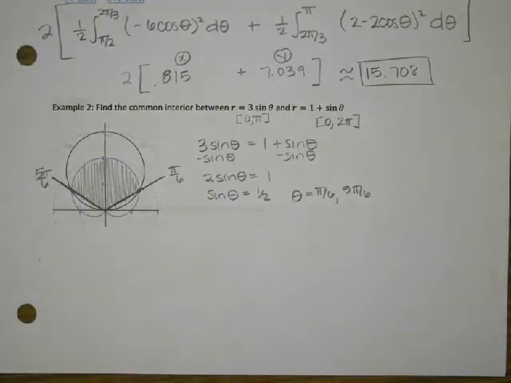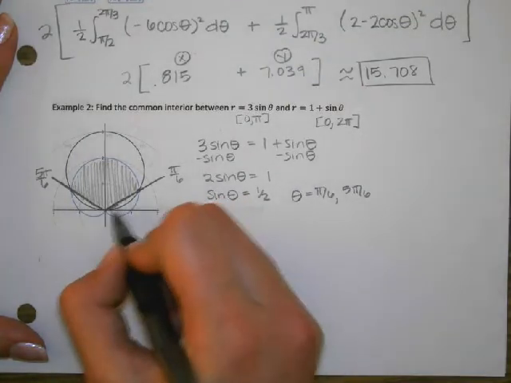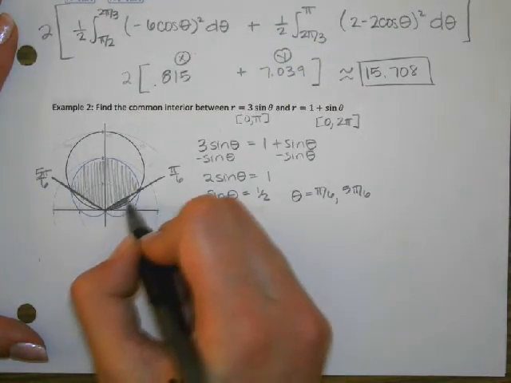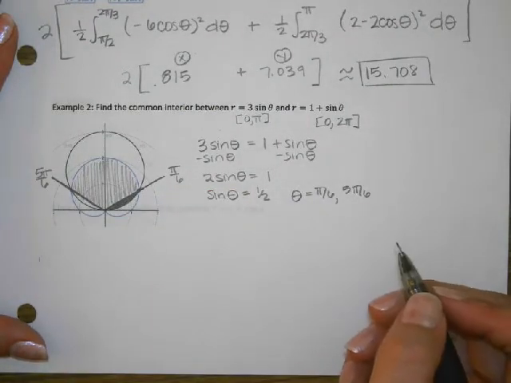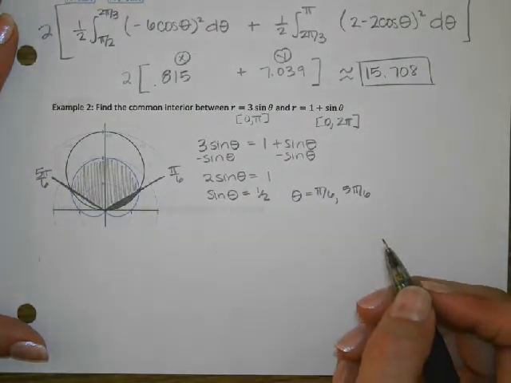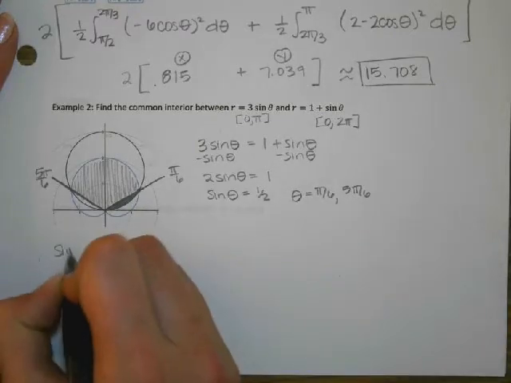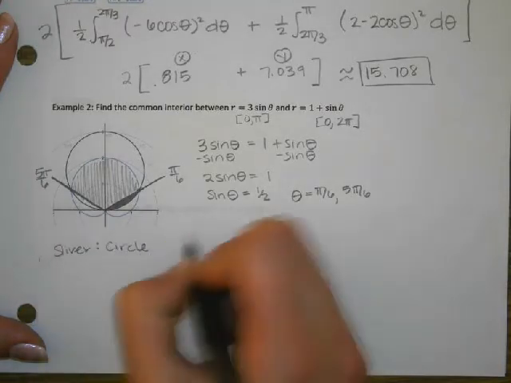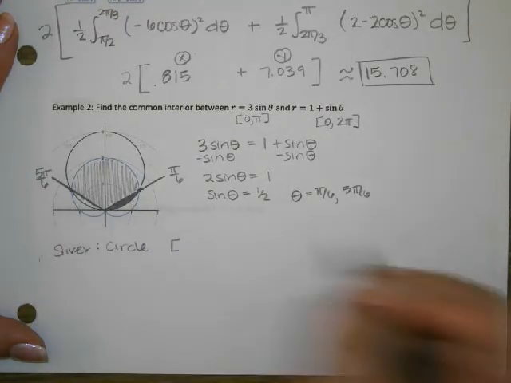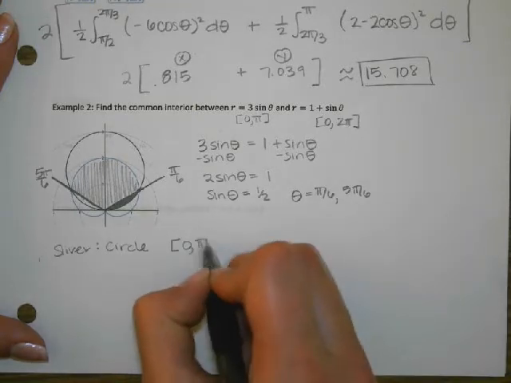So to get the shaded area, first I want to get this sliver. Should I use the circle or the cardioid to get the sliver? Circle. Can we all see how it's a circle? Okay. So the sliver is going to be the circle, and what's the interval for that? 0 to pi/6. Okay.